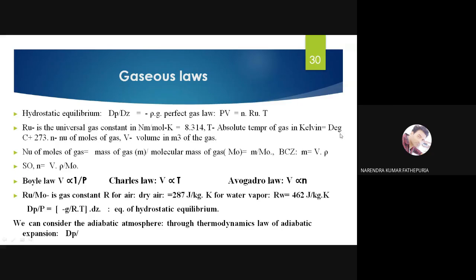R is 8.314, and T is the absolute temperature of gases in Kelvin. You just refer to this PPT; I'm not going into the details, only the main points from the GATE point of view. The temperature will be plus 273. You have to take 273.16 and add it to the temperature in standard degrees Celsius.